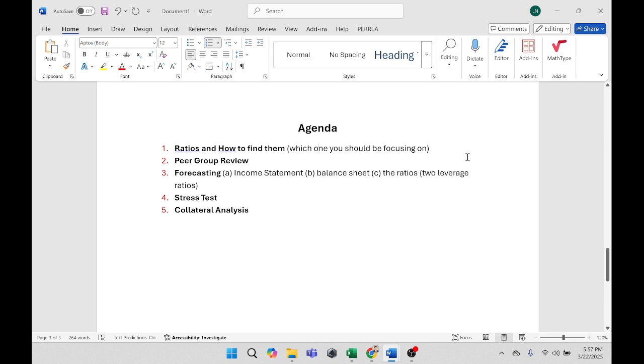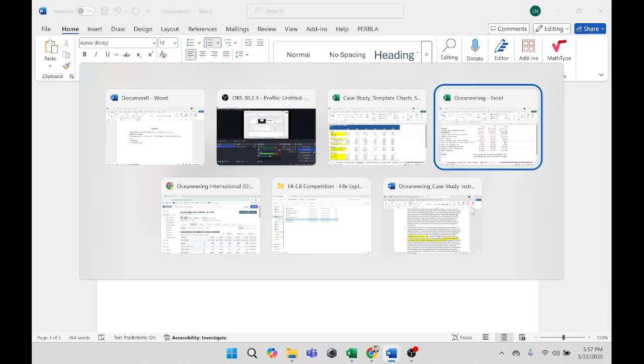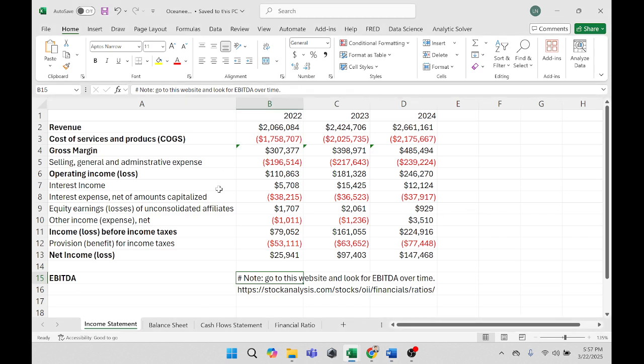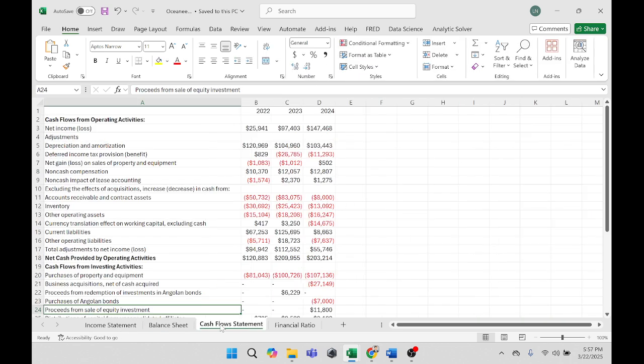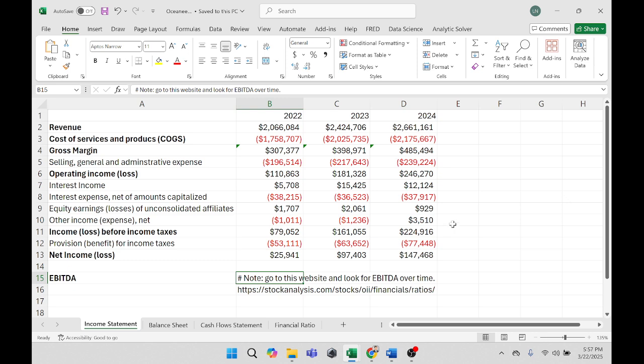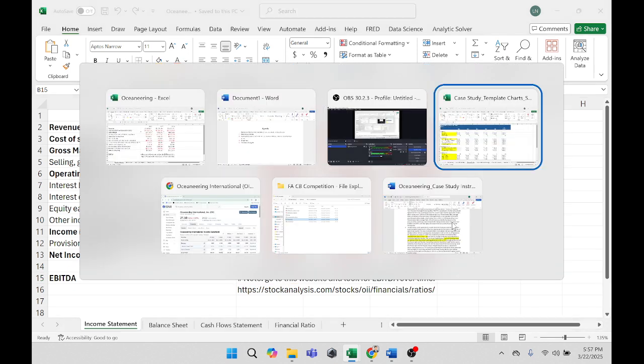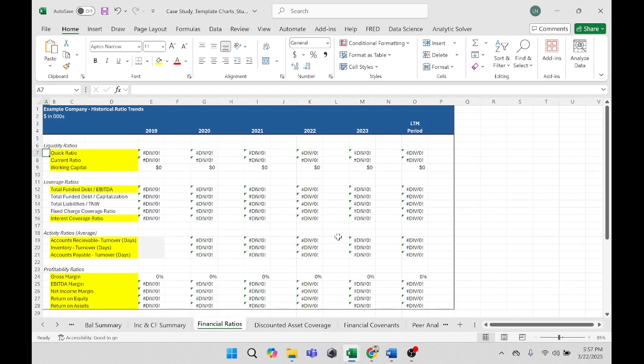Last time, you input data into your Excel sheet, and you should have something like an income statement, balance sheet, and a cash flow statement. So I'll show you what we should focus on.